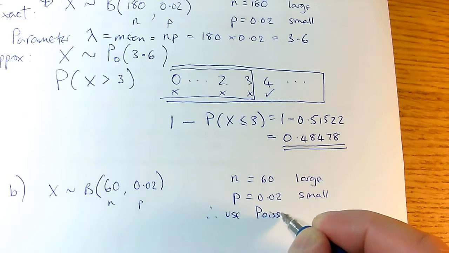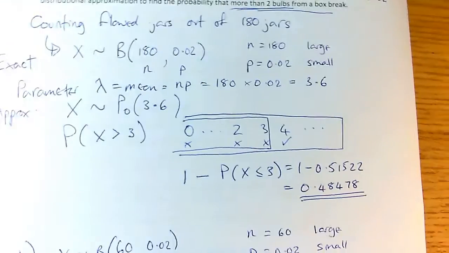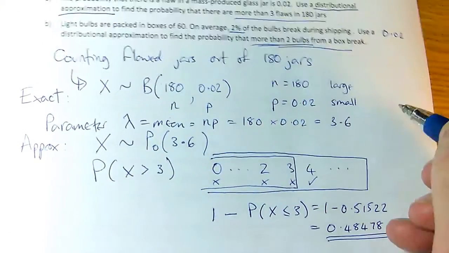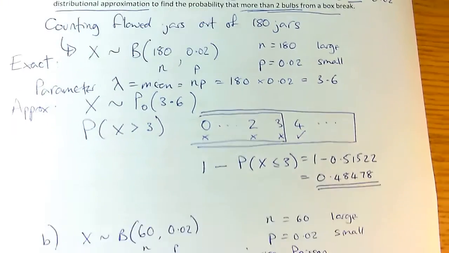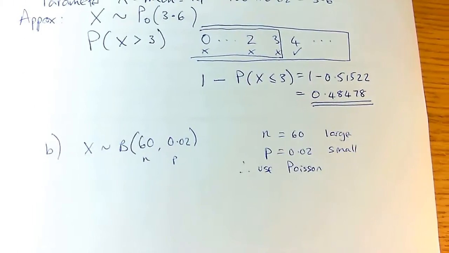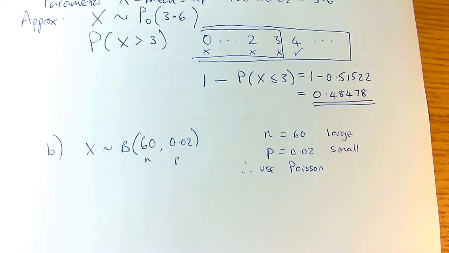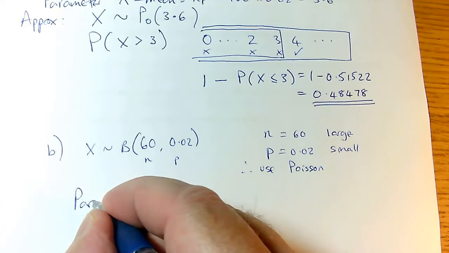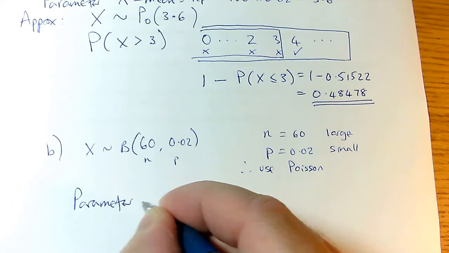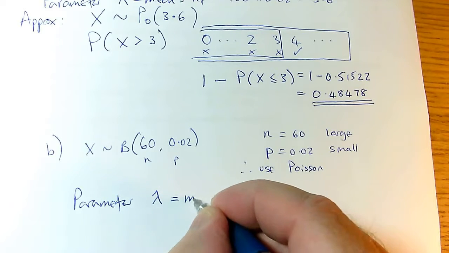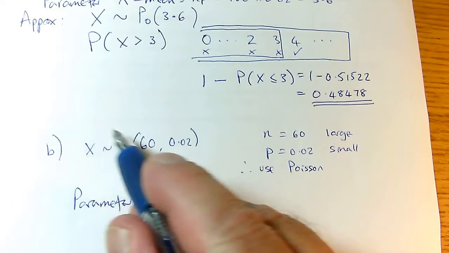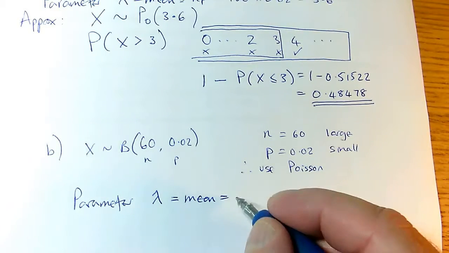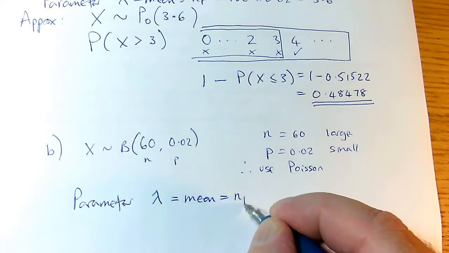It's fine. Once again, why am I doing an approximation? You wouldn't do this unless you were told to, but it says use a distributional approximation. So the appropriate one, when n is large and p is small, is a Poisson approximation. It's the only one you know at the moment. So, what do I need for Poisson? I need my parameter, lambda. Lambda is the mean. How do I work out the mean? As before. The mean comes from the mean of this binomial, and the mean of a binomial, from page 11 of the formula book, is NP.